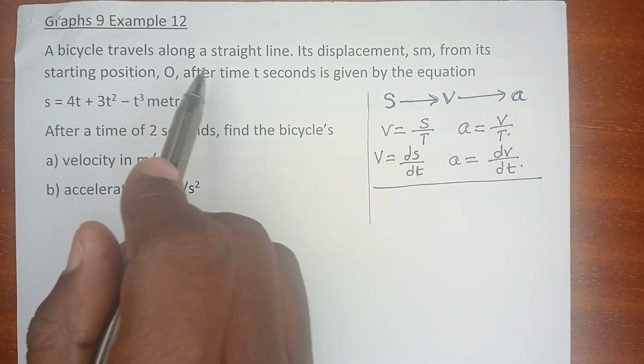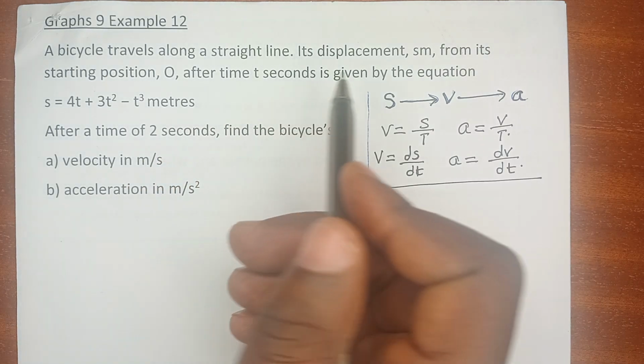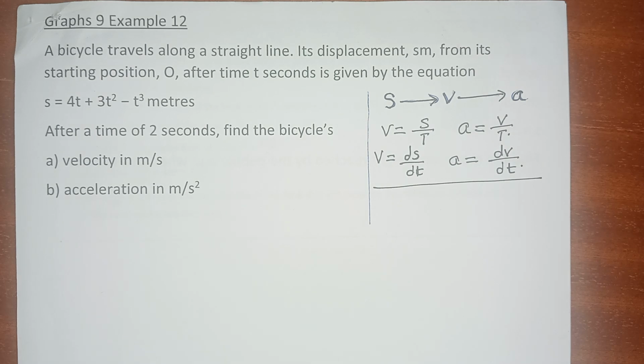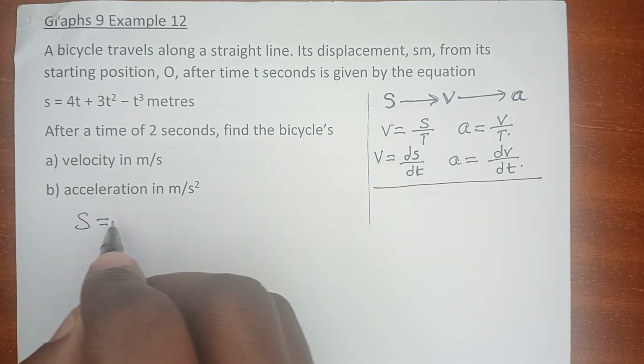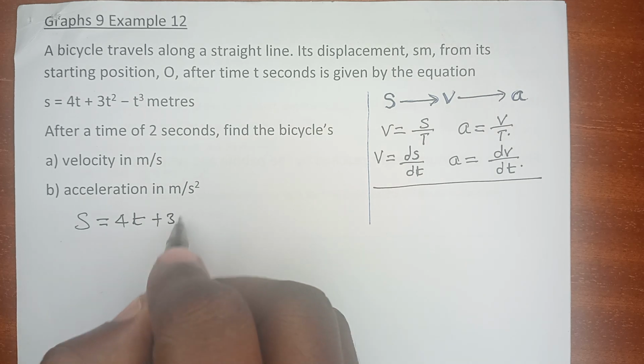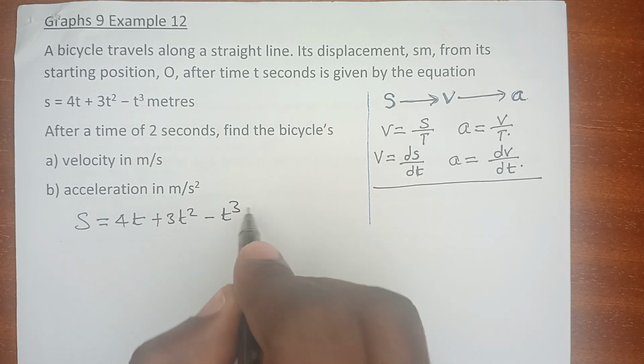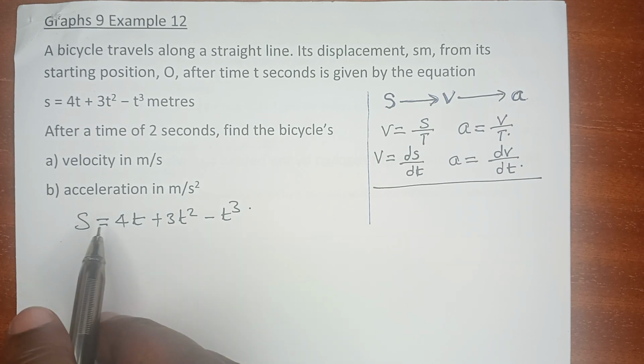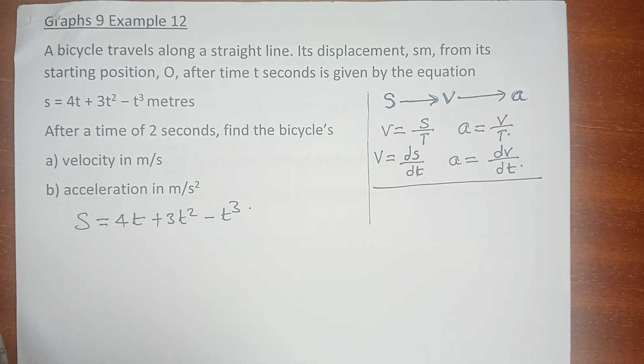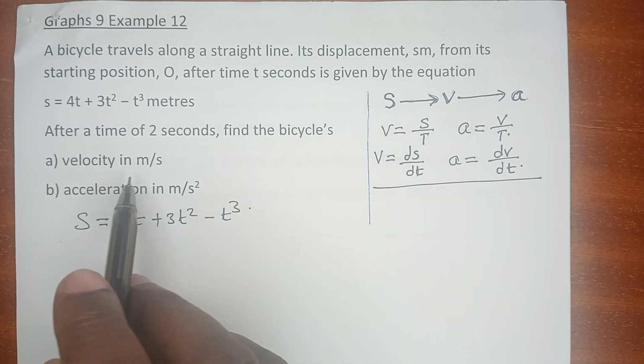A bicycle travels along a straight line. Its displacement s meters from its starting point O after time t seconds is given by the equation s equals 4t plus 3t squared minus t cubed. That is the equation of displacement. After a time of 2 seconds, find the bicycle's velocity in meters per second.